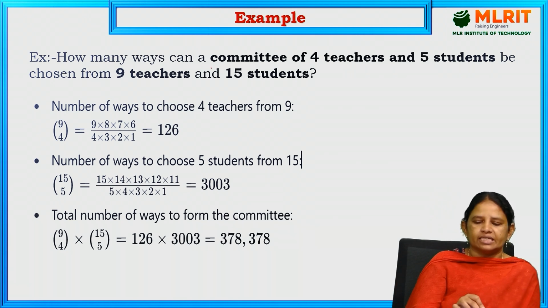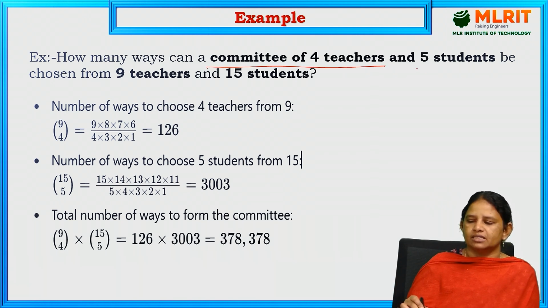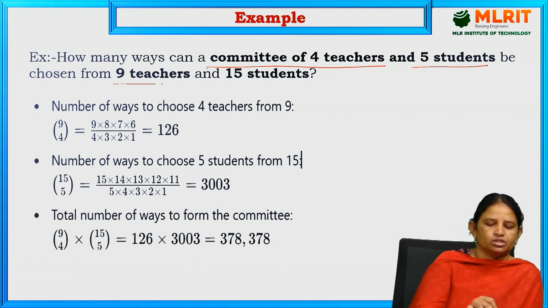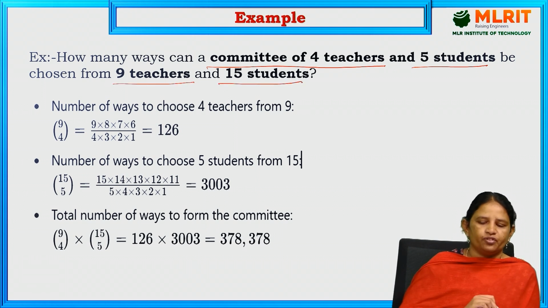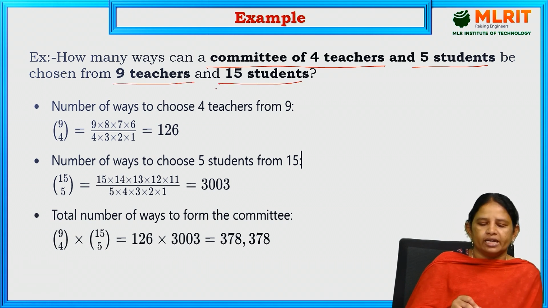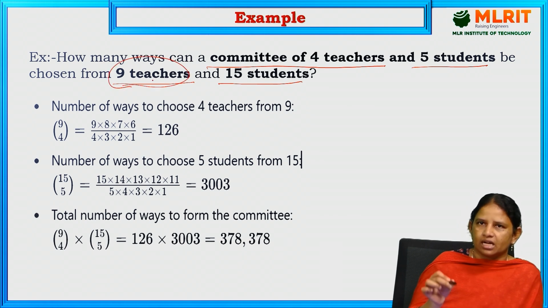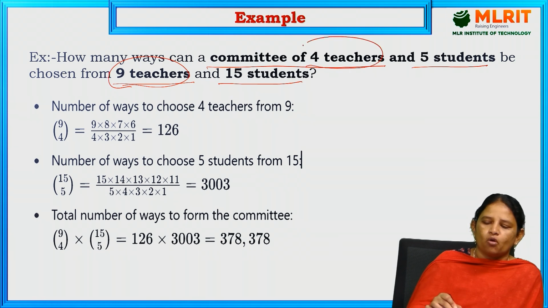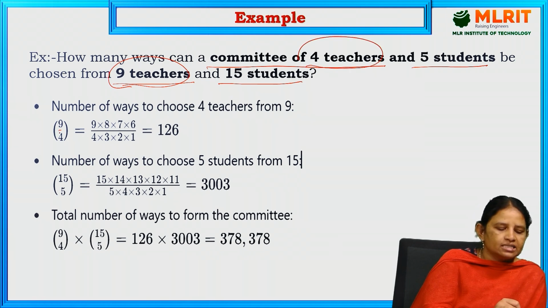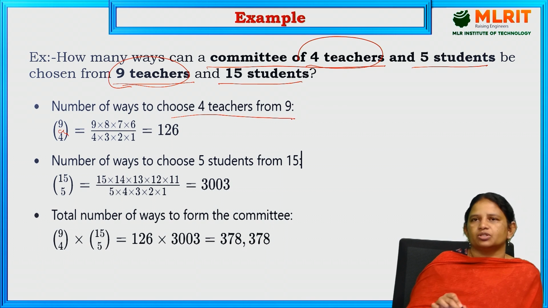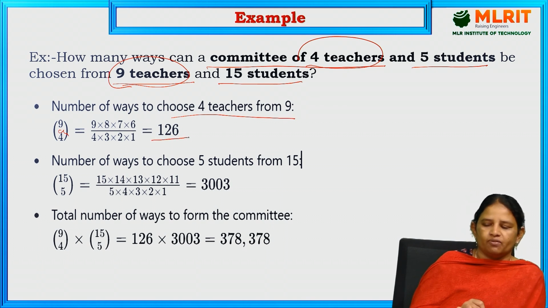How many ways can a committee of 4 teachers and 5 students be chosen from 9 teachers and 15 students? There are 9 teachers, and the committee consists of only 4 teachers out of the 9. The number of ways you can choose 4 teachers is 9C4. That means we are going to get 126.